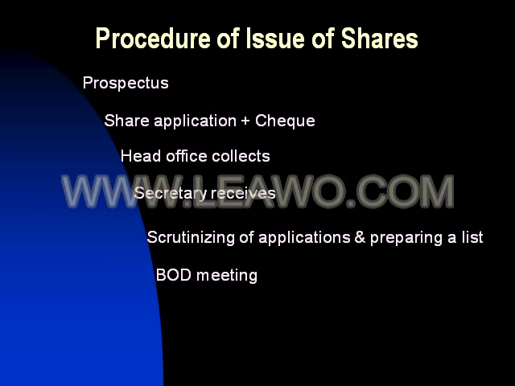A meeting of board of directors is held. A resolution is passed for deciding the basis for allotment of shares to the applicants. In the case of oversubscription, pro rata allotment is done.